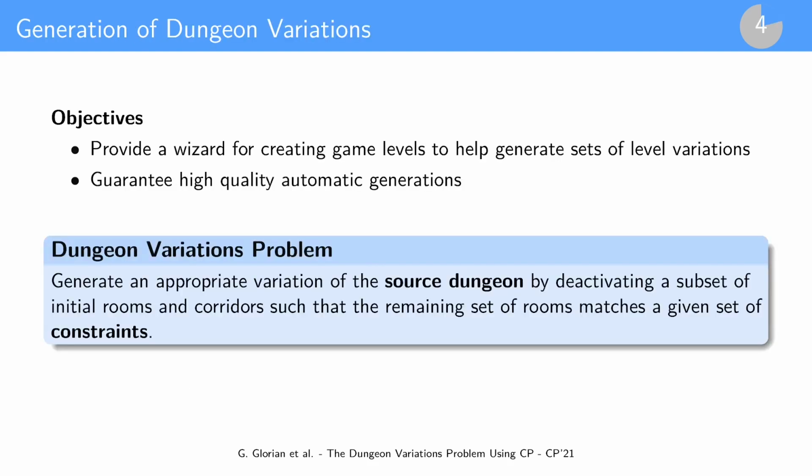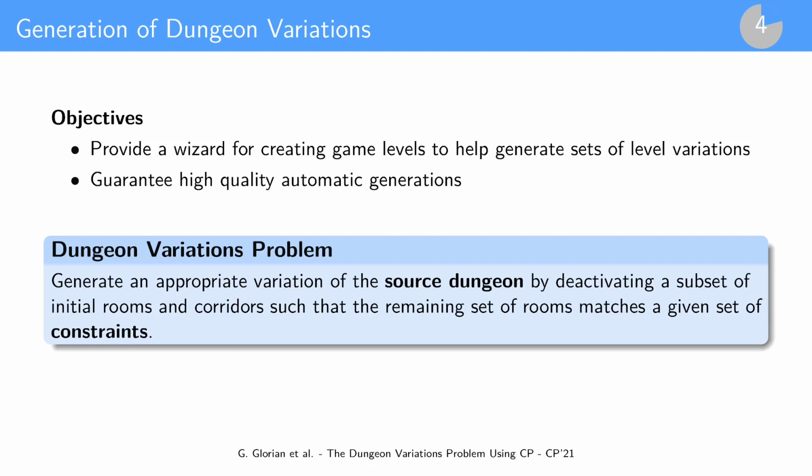Our main objectives are to provide a tool exploiting CP to help generate sets of level variations and guarantee that the variations are of the highest quality. We can formally define the dungeon variation problem as follows. Generate an appropriate variation of the source dungeon by deactivating a subset of initial rooms and corridors such that the remaining set of rooms matches a given set of constraints.